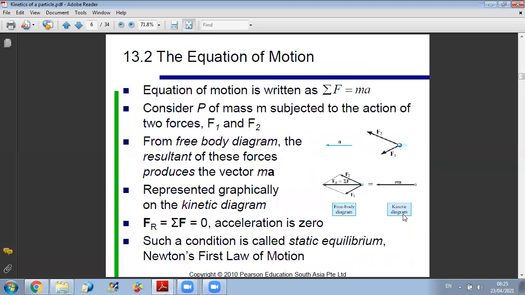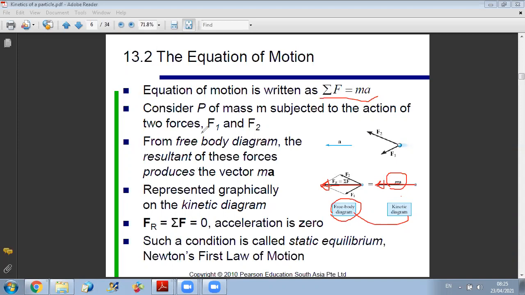Now, concerning the equation of motion, as we already said, the equation of motion is sum of forces equal ma. And then, in order to apply Newton's law in a problem, the first step will be to draw the free body diagram. The free body diagram is the representation of all forces, external forces, acting on a body. And also in dynamics, we can add another diagram, which is the kinetic diagram. The kinetic diagram will represent vector ma, which is the resultant force. So if you do summation of forces, F resultant will be equivalent to vector ma representing the kinetic diagram.